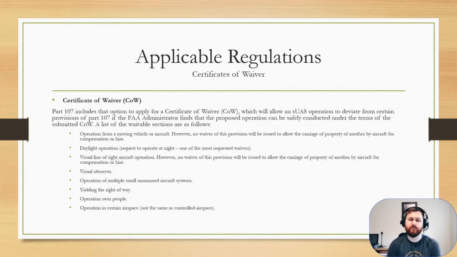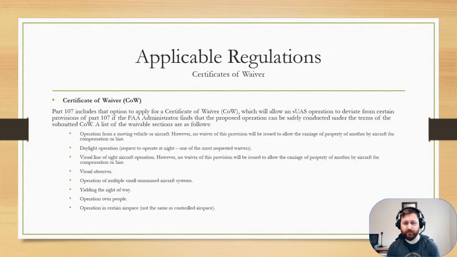So, certificates of waiver. Part 107 includes the option to apply for a certificate of waiver, or a COW, which will allow an sUAS operation to deviate from certain provisions of Part 107 if the FAA administrator finds that the proposed operation can be safely conducted under the terms submitted in the COW. A list of the waivable sections is as follows. Operation from a moving vehicle or aircraft. However, no waiver of this provision will be issued to allow the carriage of property of another by aircraft for compensation or hire. Daylight operations.